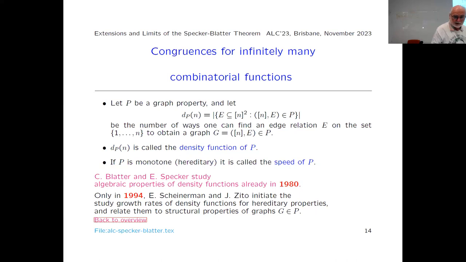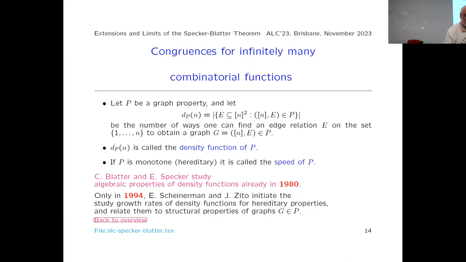What Specker did is the following. Let P be a graph property, which is just a family of graphs closed under isomorphism. Let's define a density function of P_n: the number of binary relations E you can put on the label set n such that the relation E on n satisfies property P. So it's the number of ways you can find relations E on the set to obtain a graph with this property, like counting the number of planar graphs, or your favorite graph property, but labeled.